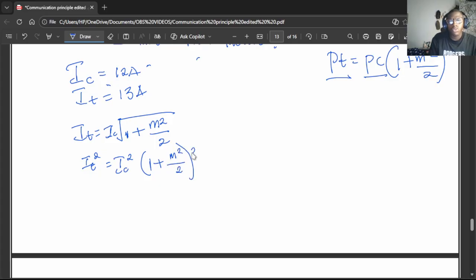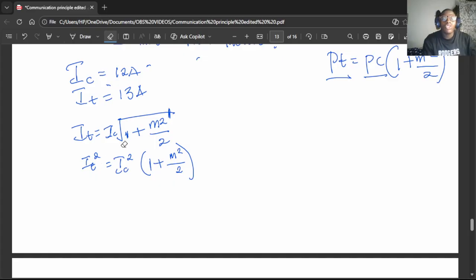We are not going to square the bracket again, because that square is removing your square root. So in essence, the square cancels the square root, and you simply have IT square equal to IC square times your equation given. Remember, our interest is to get your modulation index.